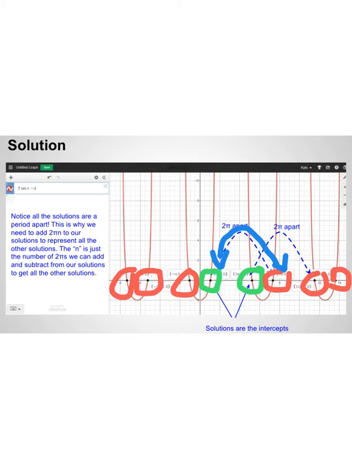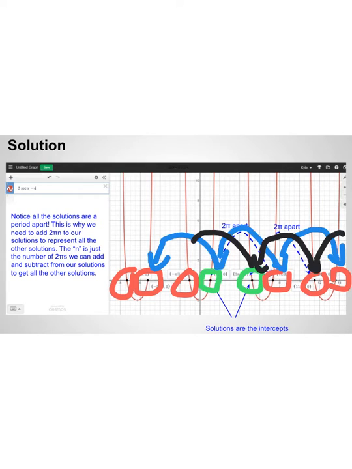If I add another 2 pi to it, I end up here. If I subtract 2 pi from it, I end up here. And the same can be done with our 5 pi over 3. If I add 2 pi to it, I hit another solution. If I add 2 pi more, now you can't see it, but it's going to exist over here off my page. If I subtract 2 pi from it, I end up here. Subtract another 2 pi from it, I end up here.